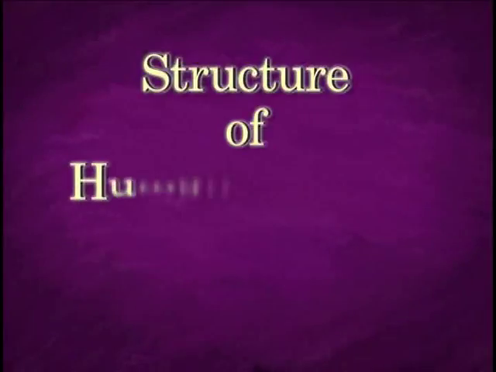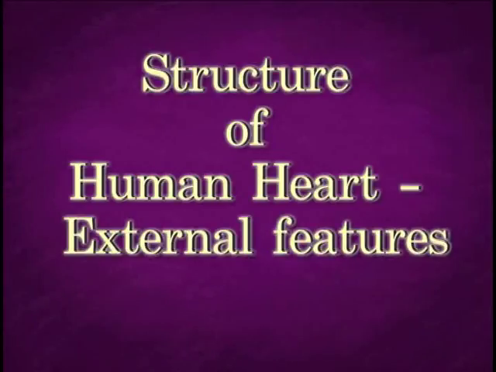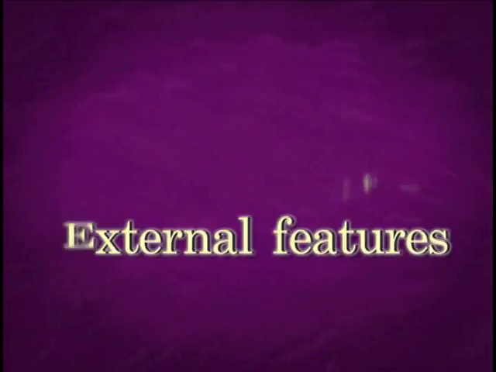Let us now study the most important structure in the circulatory system, the heart. The heart is a muscular structure made up of cardiac muscles. We have studied in tissues that a cardiac muscle looks like a striped muscle or a voluntary muscle, but its action is involuntary.